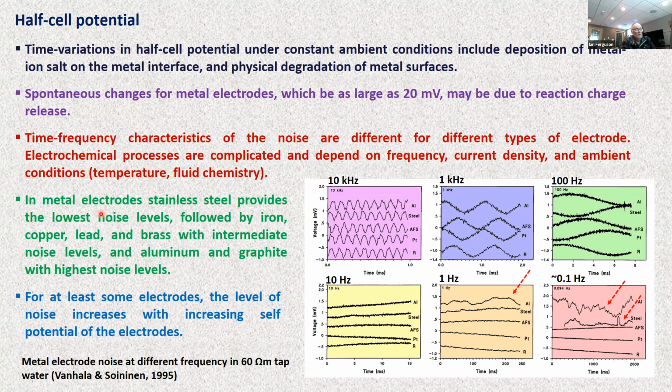In general, for metal electrodes, stainless steel provides the lowest noise levels, followed by iron, copper, lead, brass at intermediate levels, and aluminum and graphite are not particularly good at all. And in general, the level of spontaneous noise, features such as the one we're seeing here, will increase with the increasing self-potential of the electrodes.